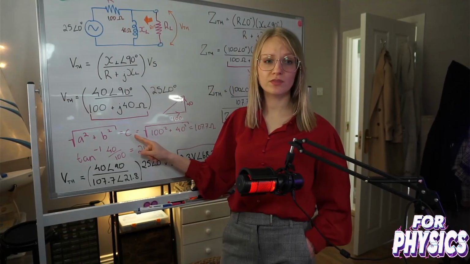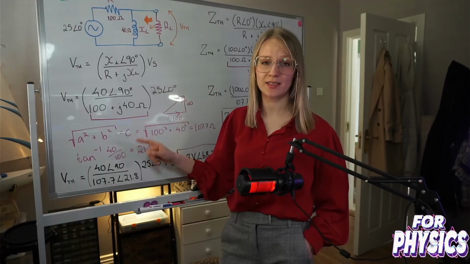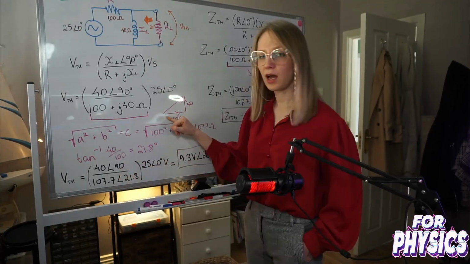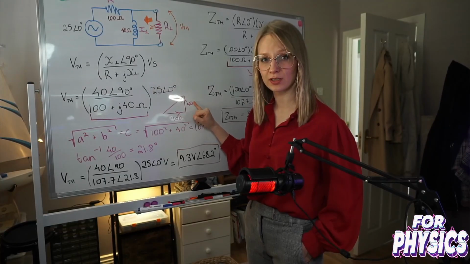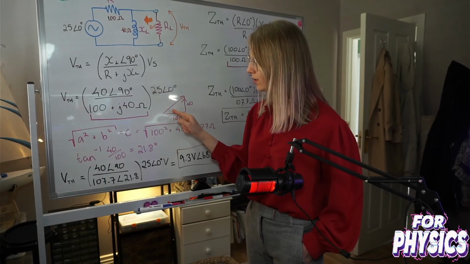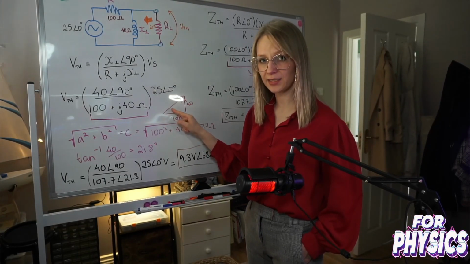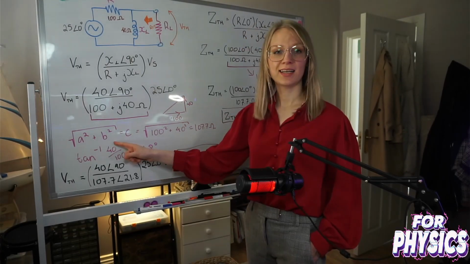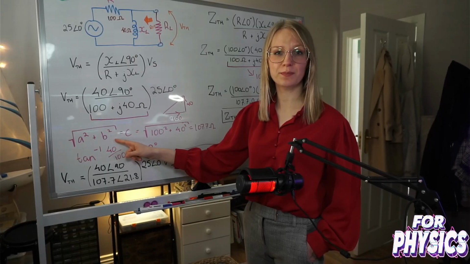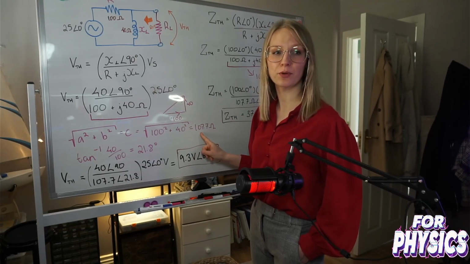I know that an inductor is positive 90 degrees off a resistor and a capacitor is minus 90 degrees off a resistor. So what I end up doing is capitalizing on basic Pythagoras' theorem. I draw out the vector for the resistor and I draw out the vector for the inductor, 100 ohms and 40 ohms. Ultimately, we're looking for this angle here and the magnitude of this vector here to get it in polar form. Classical c squared is equal to a squared plus b squared, and we get 107.7 ohms.